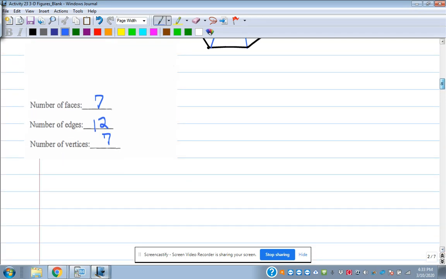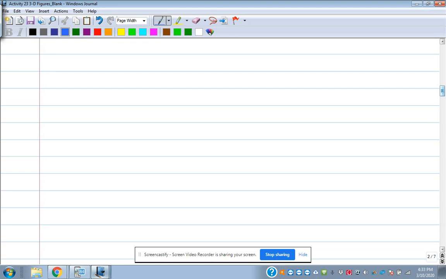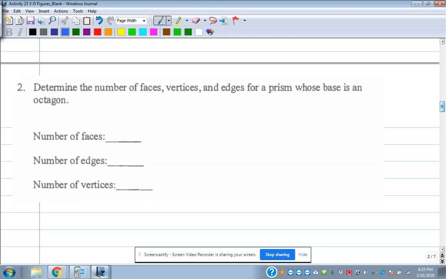All right. Number 2 says the number of faces, vertices, and edges for a prism whose base is an octagon. It doesn't say we have to draw it, but it doesn't say we don't draw it. You can draw it. If it will help you, draw it.